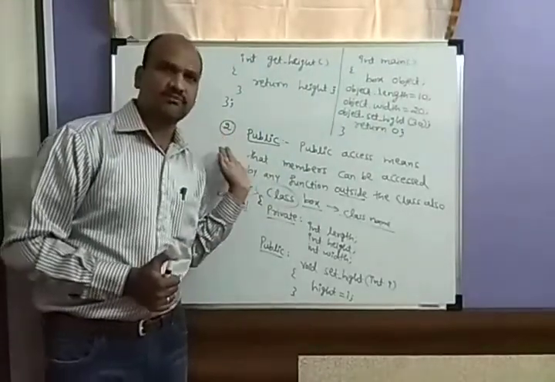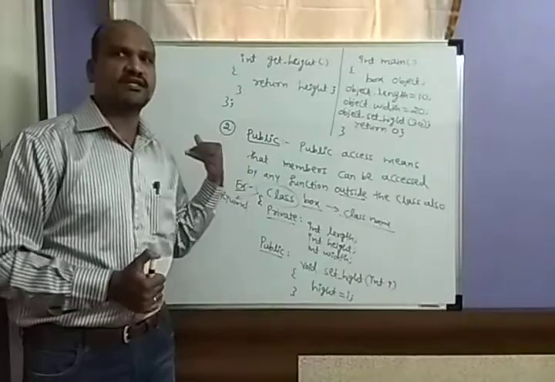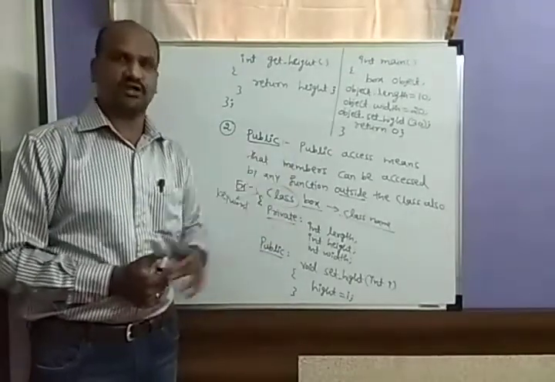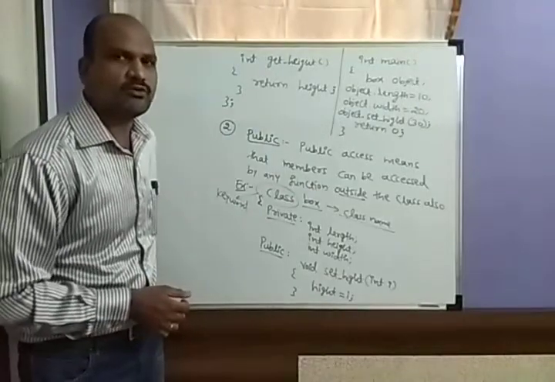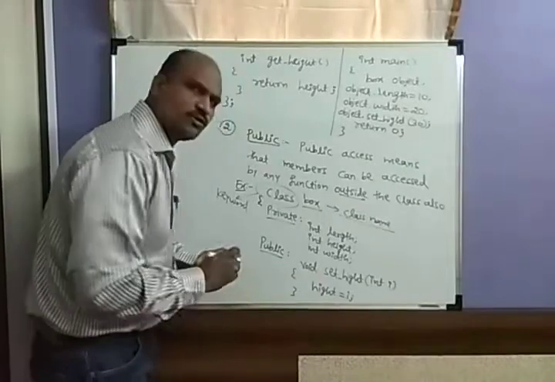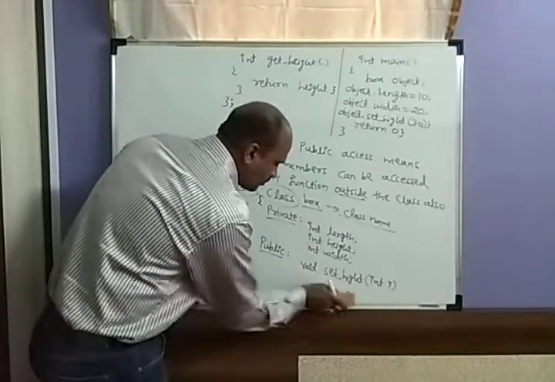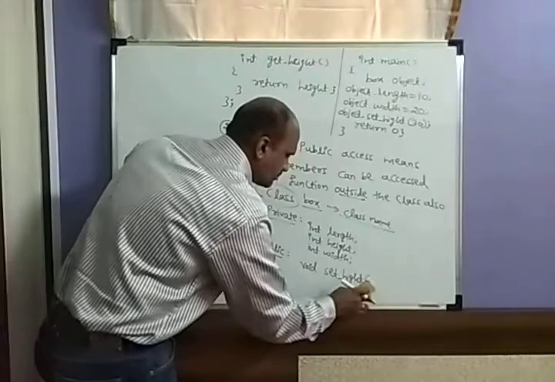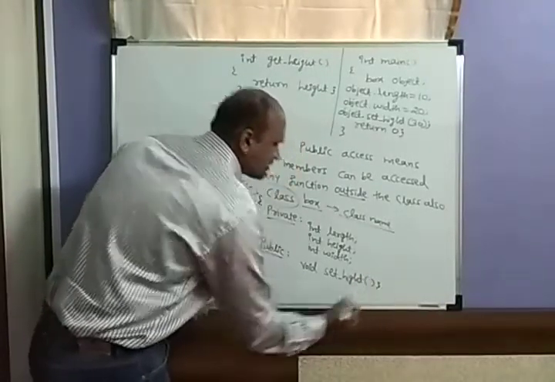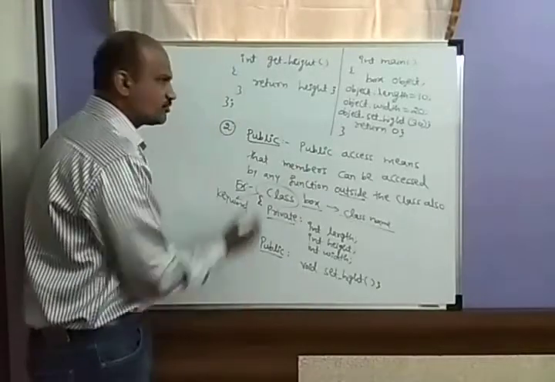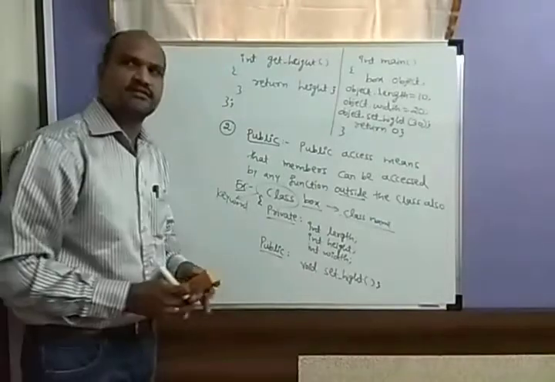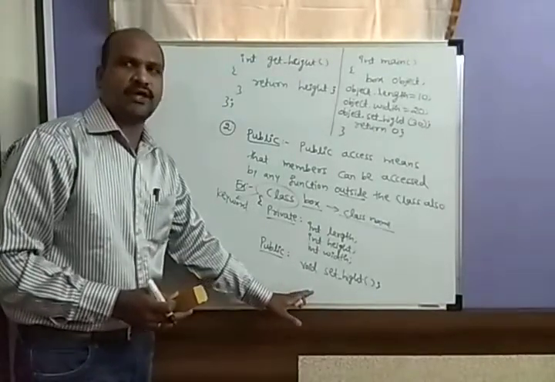So public is a very important access specifier because we can write the functions inside the class and also outside the class. If you want to access outside the class, you define the class, and after it closes, here you can access it with the void set height. I will tell you later about how to access this.